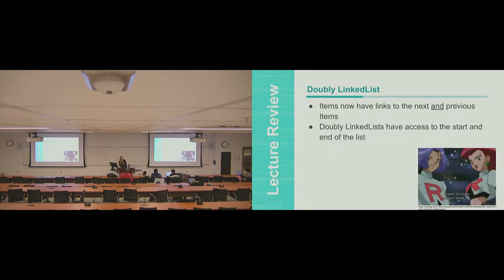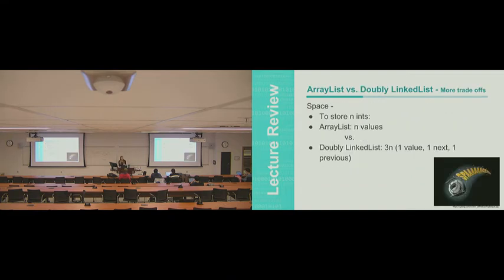Cool. So doubly linked lists. I'm glad somebody laughed at that. So now items have links to the next and previous items. And the doubly linked list as a structure as a whole has access to the start and the end of the list. So while this is cool for being able to access the front and back of the list, so we can have constant times if we're adding to the front and the back, this becomes an issue with space.